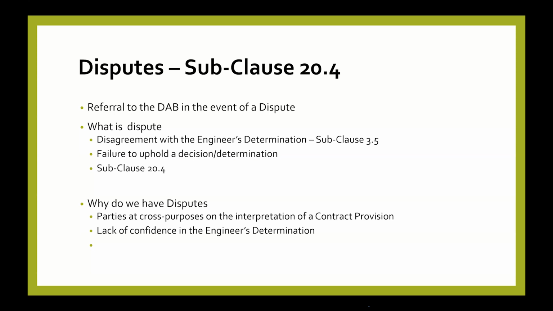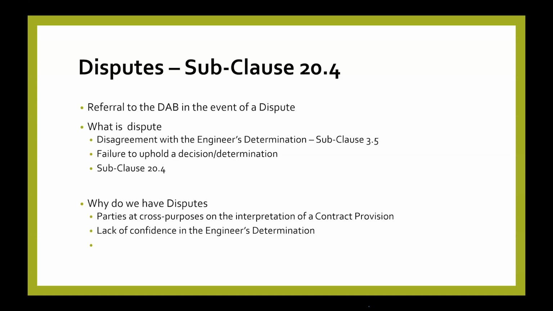So why do we have disputes? Some parties are at cross purposes on the interpretation of the contract provision. At the time we are signing the contract, we all have a fair idea of what we think we want. And then we go on and start implementing the project. But when we are trying to define the nitty-gritties of the contract provisions, we are like, oh, this is not what we really meant. So we cannot agree on the implementation of the project. And then sometimes too, there's a lack of confidence in the engineer's determination. A party, especially sometimes the contractor, feels the engineer, being an agent of the employer, is not acting fairly under the contract.